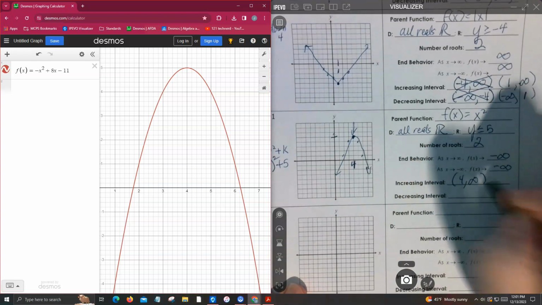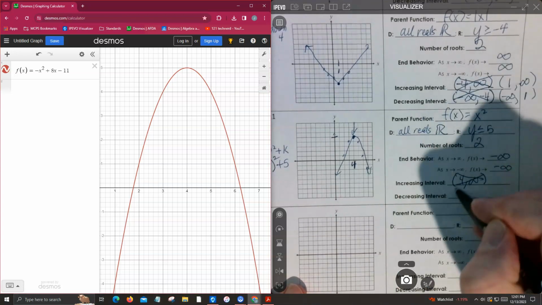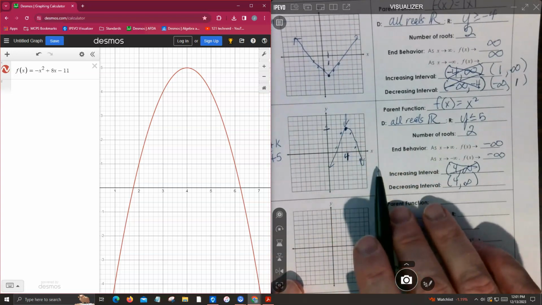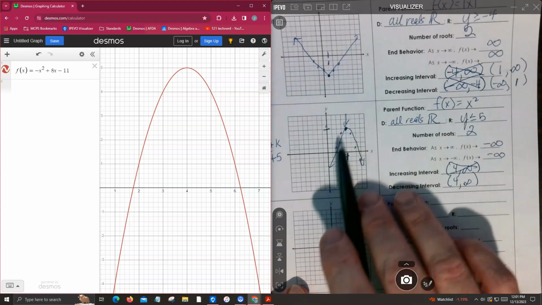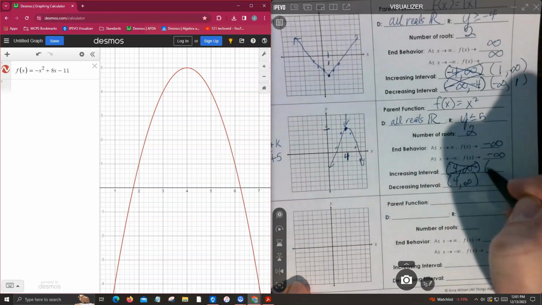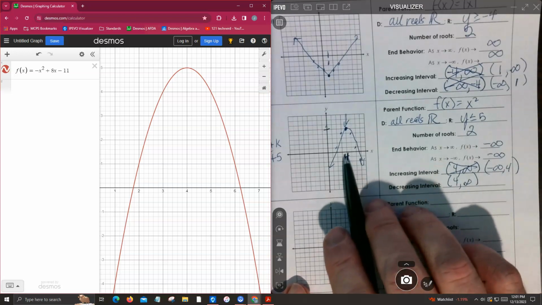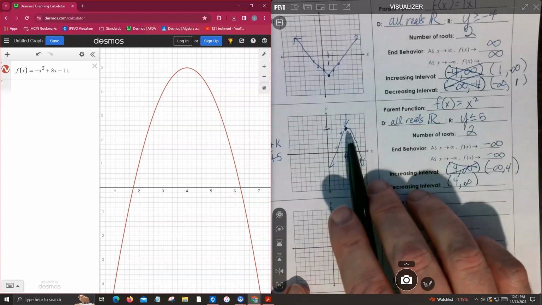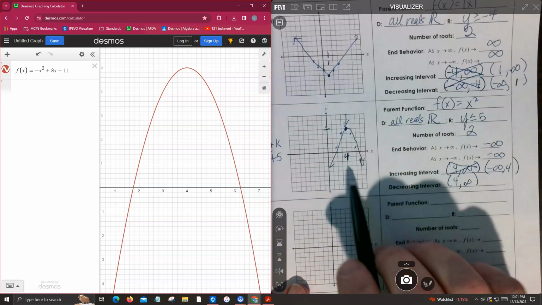For 4 and bigger, we're decreasing. The y value is going down. It's increasing, y is getting larger, as long as x is smaller than 4. So as long as x is smaller than 4, that means 3, 2, 1, 0, y is going up. Y keeps increasing.